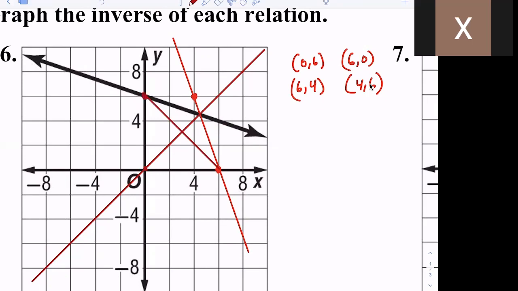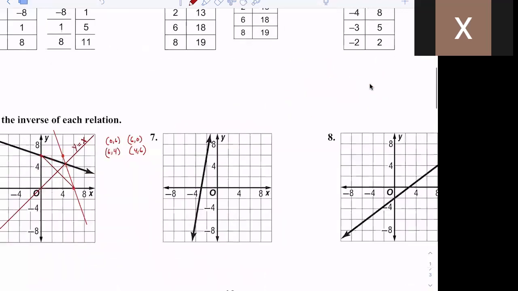That's what is meant by symmetrical. Any point on this line is symmetrical about the line y equals x. So when you graph a function and its inverse, it's symmetrical about the line y equals x. This equation right here is called y equals x. That's just some information.